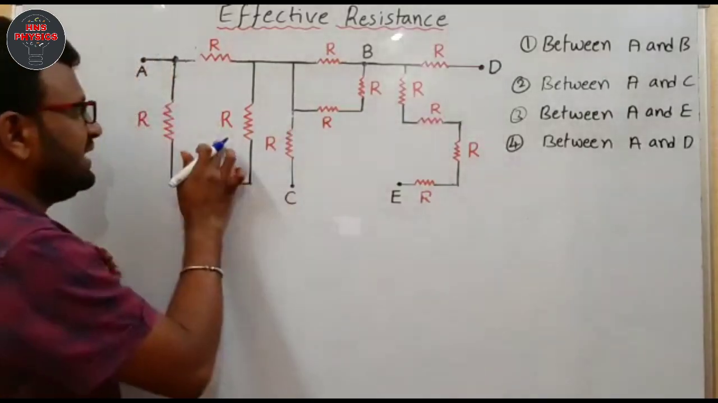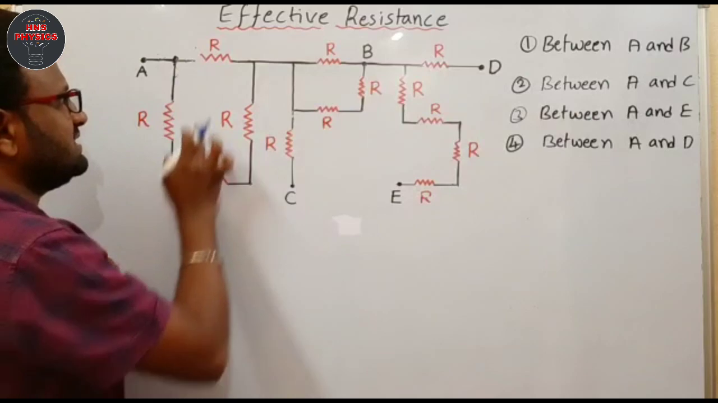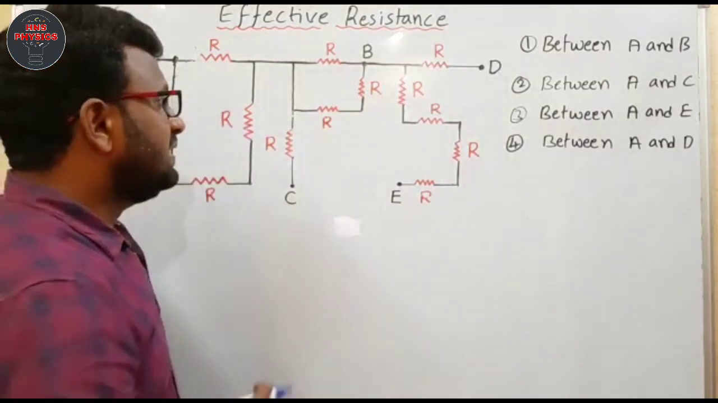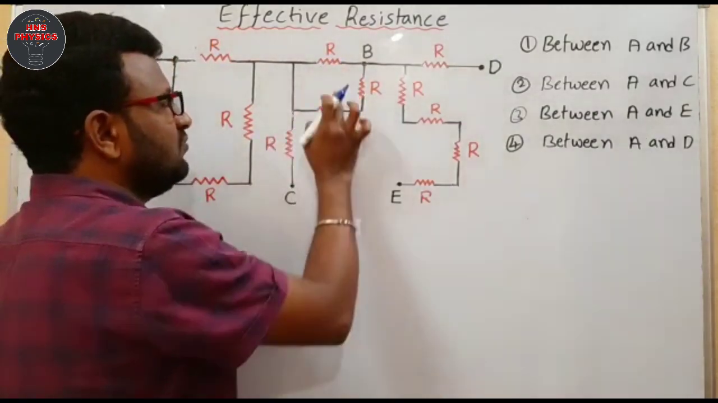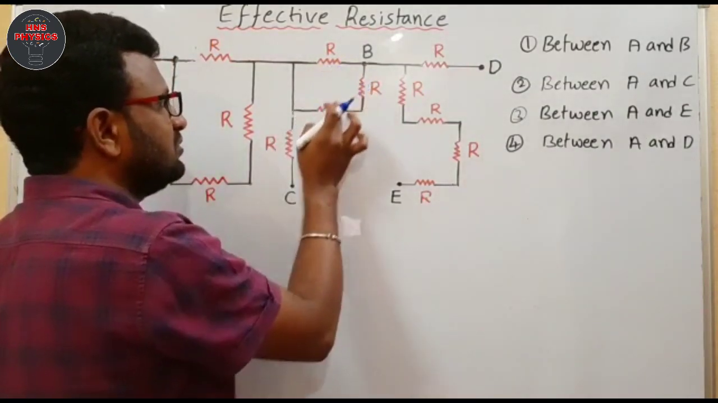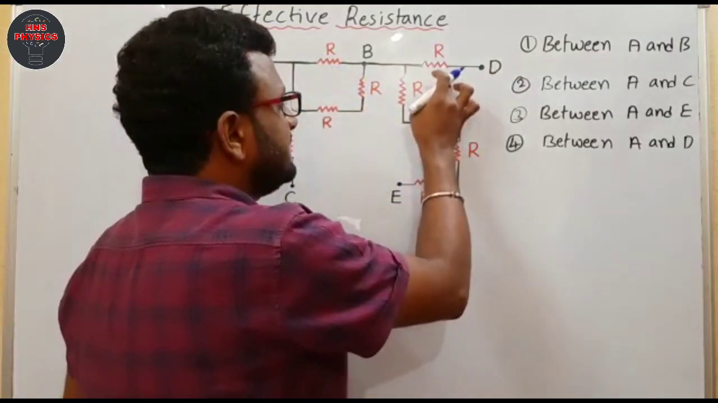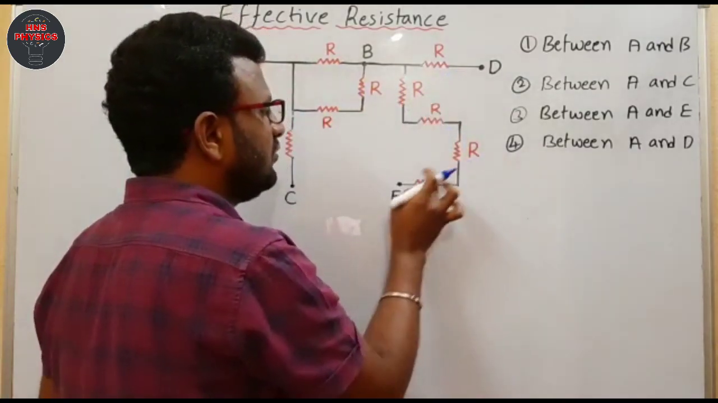Coming to the D letter, this D letter has four resistors: 1, 2, 3, 4. Next, coming to the P letter, here also it has four resistors: 1, 2, 3, 4. Next, coming to the S letter, this S letter has five resistors: 1, 2, 3, 4, 5.